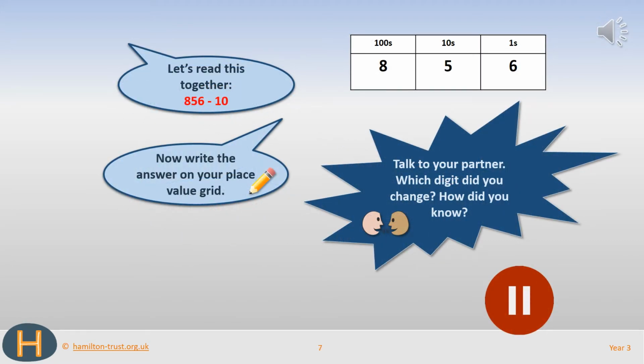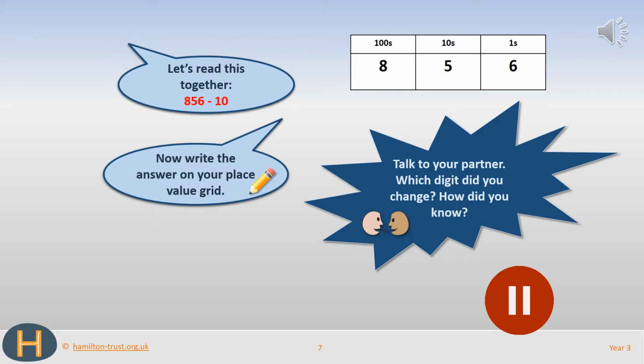When you have written out the 3-digit number in the place value column, I want us then to think about this subtraction question. 856 take away 10. Think about this with your partner, maybe your parent at home. Which digit did you change and how do you know? 856 take away 10. Which column will need to change? Write your answer on the place value grid.